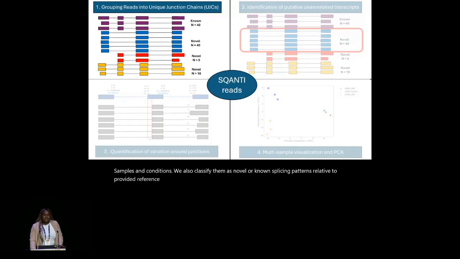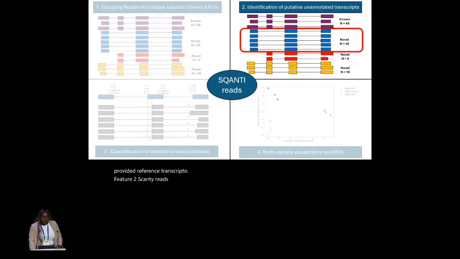Feature 2: SQANTI-reads also identifies putative unannotated transcripts that are not present in the reference annotation. A novel UJC that is represented by a large number of reads indicates a novel splicing pattern that the user might want to follow up on. SQANTI-reads uses a customizable logic tree to fish out these high-confidence novel UJCs from the data.